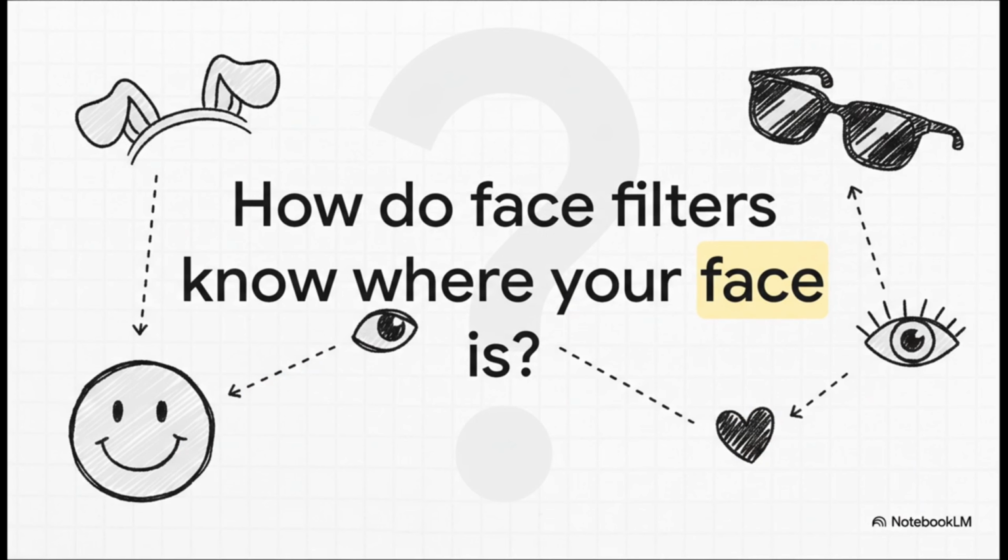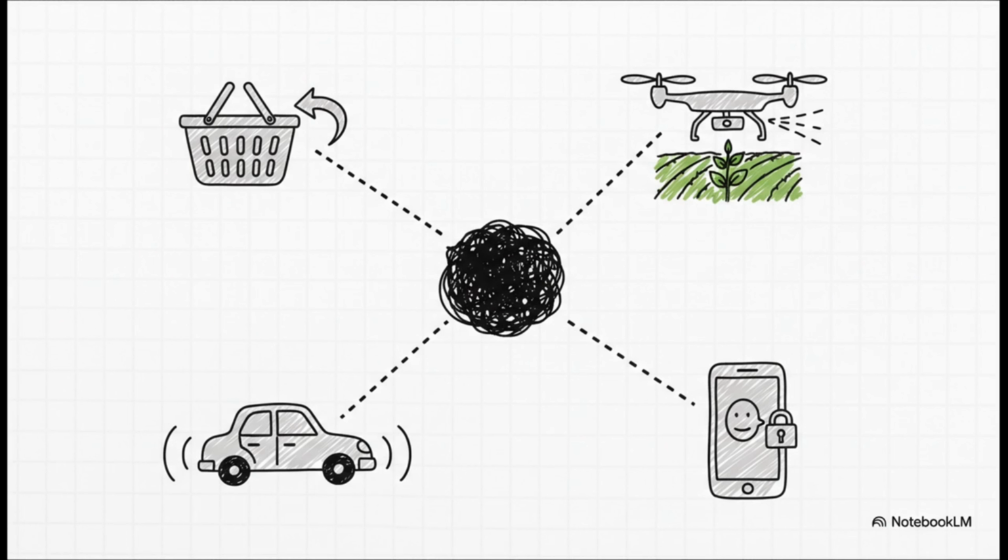I mean, really think about that for a second. You open up Instagram or Snapchat and boom, those puppy ears or sunglasses just snap right onto your face. How does it know where your face is? How does it follow your eyes, your smile, your nose, even when you're moving around? What's going on there?